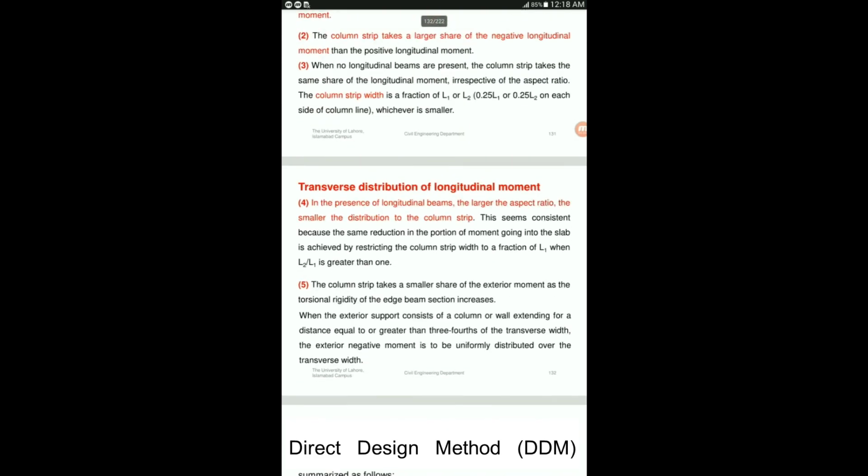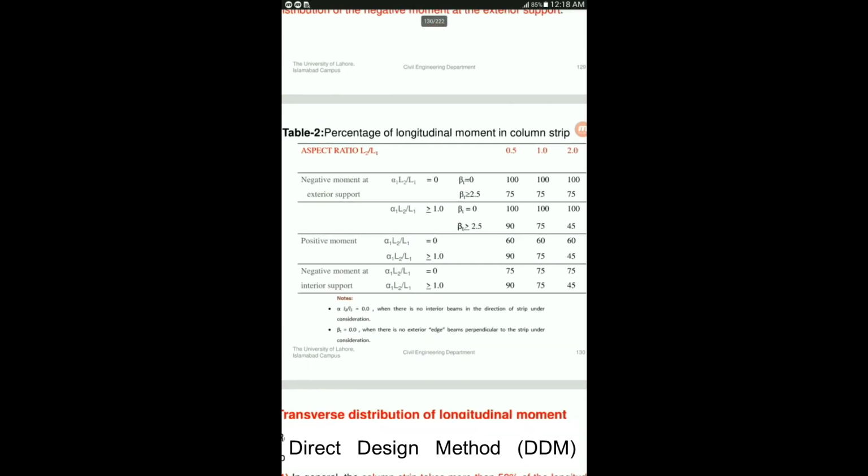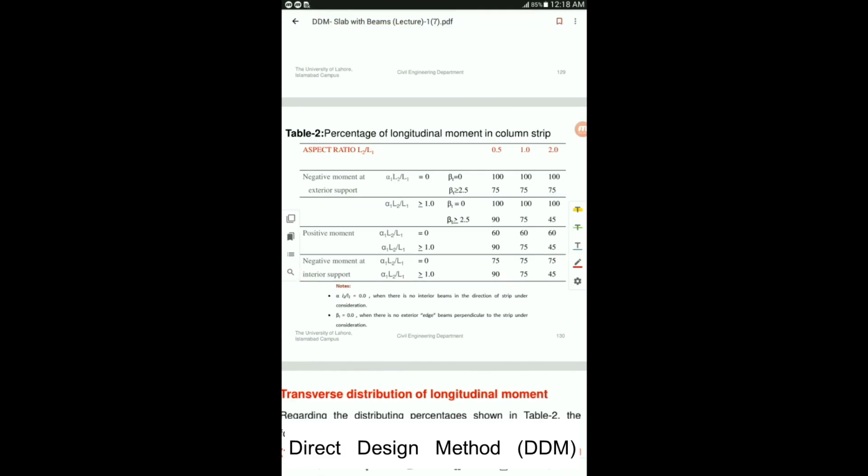This was the table we have discussed previously. Now, because we have to transversely distribute the moments at location 1, we're going to ignore these things. These are no longer required, so I'm going to focus here on these. This is for location 1 because it says negative moment at the exterior support.